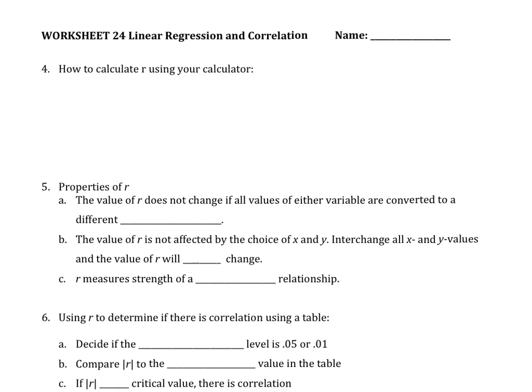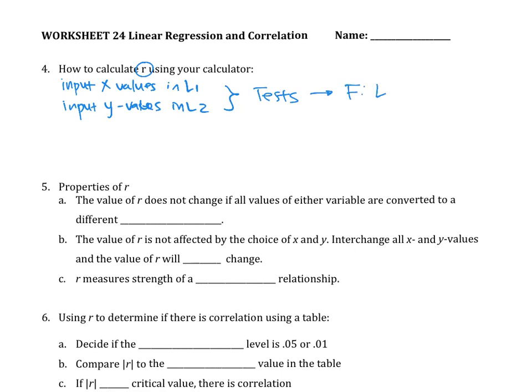How do I calculate this r, the linear correlation coefficient, with your calculator? First, obviously, input x values in L1 and y values in L2. Then we go to tests. We've done that before; we did a bunch of different testing. If you scroll down, option F has the linear regression t test. Sounds kind of long, but when you enter, it gives you r.